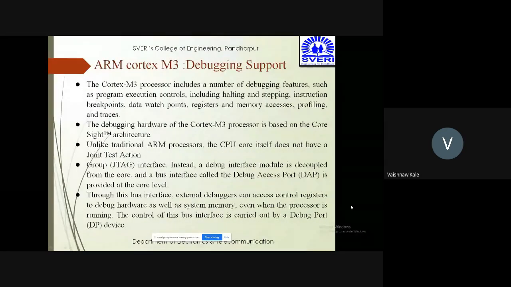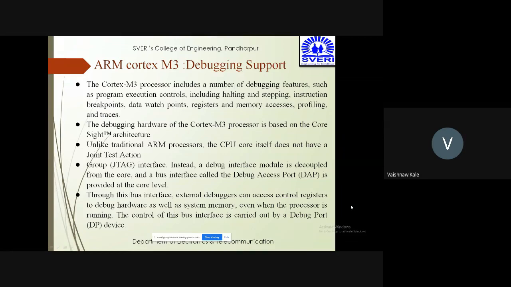It also has debugging support. So the Cortex-M3 also has debugging support. It includes a number of debugging features such as program execution control, including halting and stepping, instruction breakpoints, data watchpoints, registers and memory access, profiling, and trace. It is based on the CoreSight architecture. The debugging hardware is based on the CoreSight architecture.